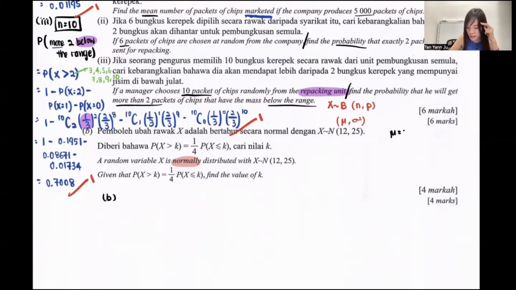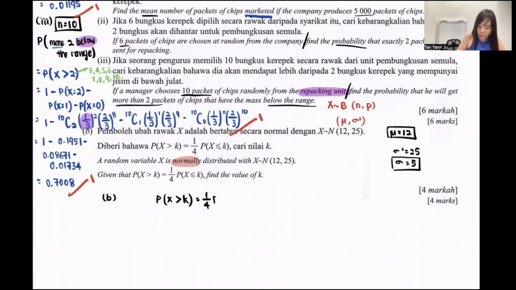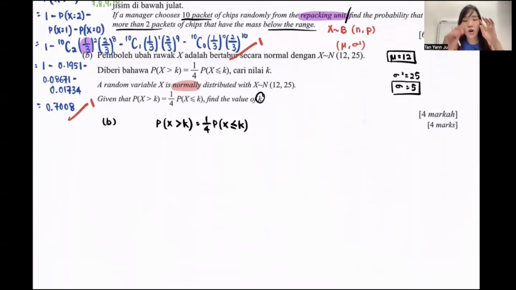So from here, I know the mean is 12. From here, I know the variance is 25. But we don't really want the variance. We need the standard deviation. So square root it, the square root is 5. So these 2 values are the ones they're going to use later on. Then this question, they say probability X bigger than K equals to 1 over 4 probability X smaller and equals to K. Now the question wants me to find the value of K. So my dear, how do you guys do this one? Okay, normal distribution is always under the bell graph. So this question definitely needs you to use the table, remember? And then with the drawing of bell graph.